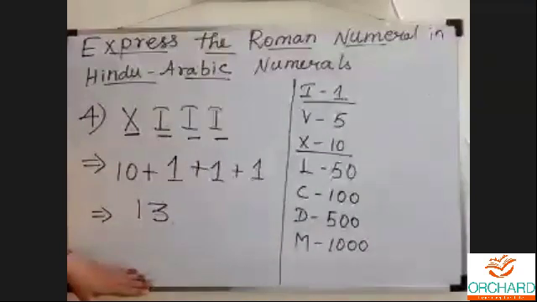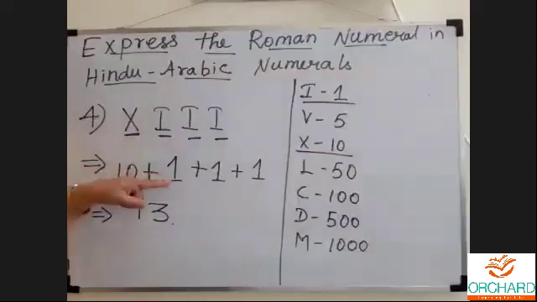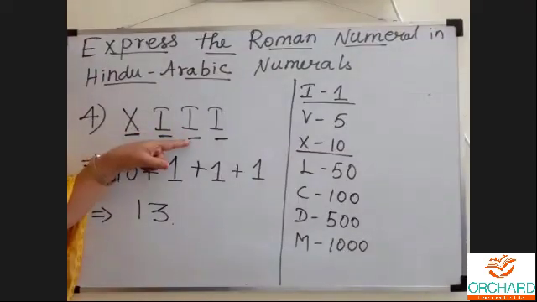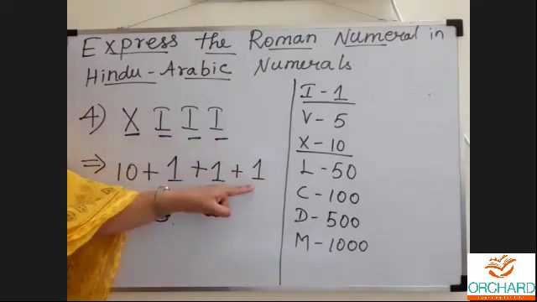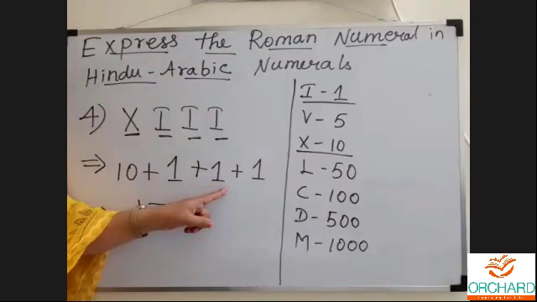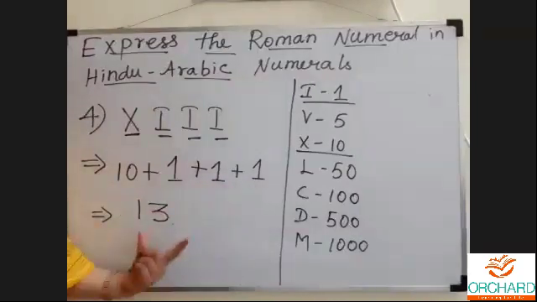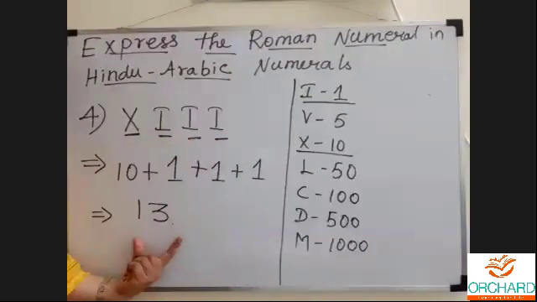Once again I repeat, here the letter X stands for 10, I stands for 1, plus again I stands for 1, and again I stands for 1. Just add all the values. 10 plus 1 is 11, 11 plus 1 is 12, 12 plus 1 is 13. So here XIII can be expressed as 13. Is it clear, children? Now let's see the next one.